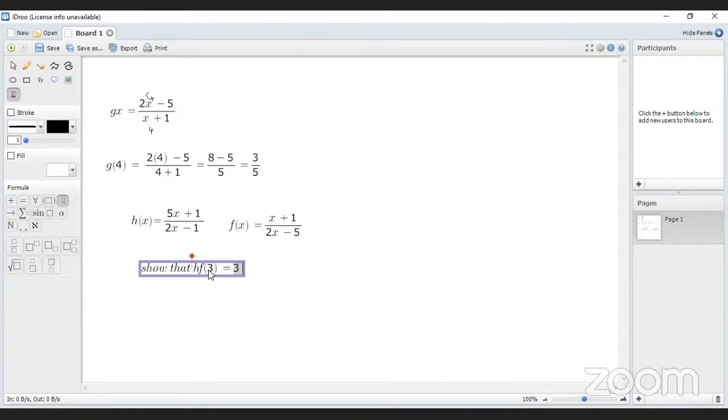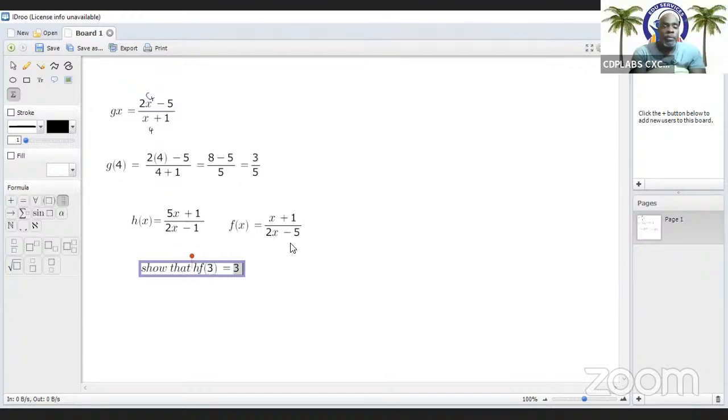Right. Now, it doesn't really matter how we do it, because they give us f of 3 already. So let's work out f of 3 first, and then the value we get, we'll put where x is in h of x. You understand? Everybody understand that? Yes, sir.